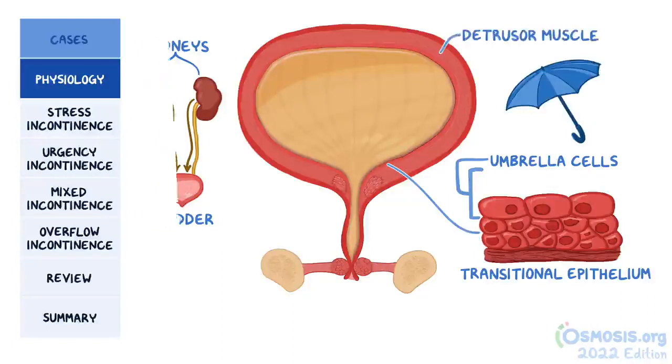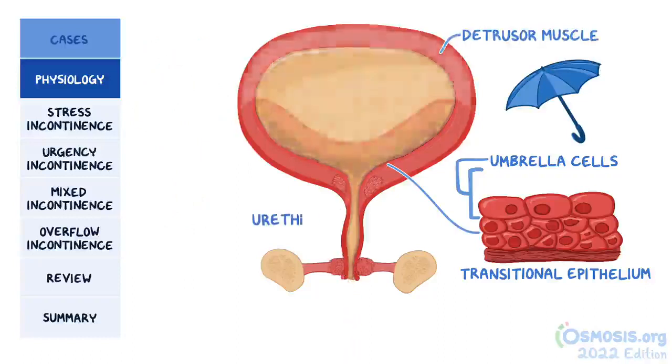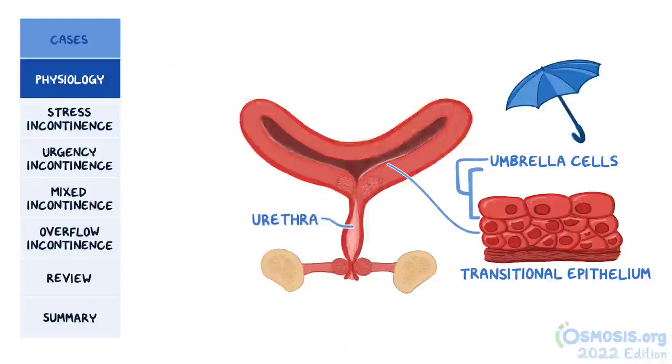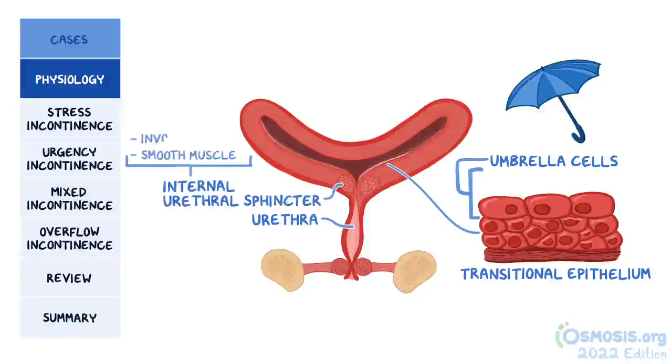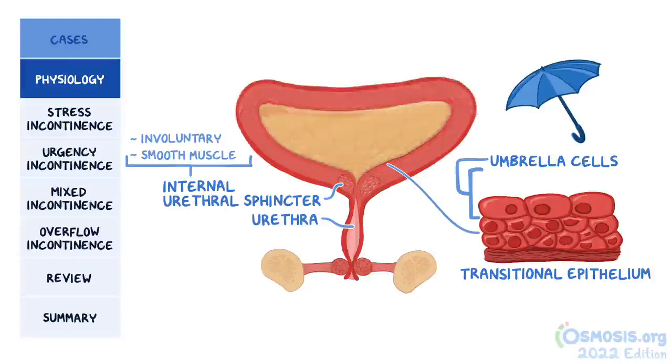At some point, the bladder fills up with urine that will eventually exit the body through the urethra. Now, the urethra is wrapped up in some muscles that can prevent urine from leaking out. The first one is the internal sphincter muscle, which is made of smooth muscle and is under involuntary control, and typically opens up when the bladder is about half full.